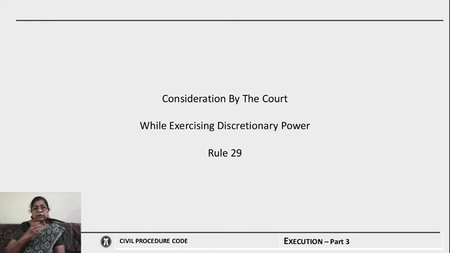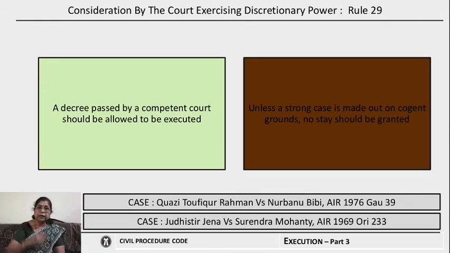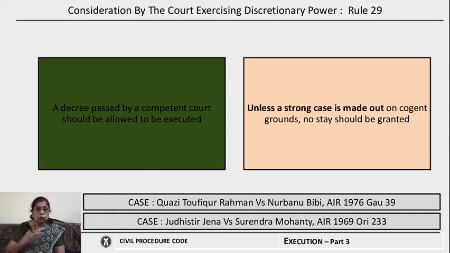So, what is the consideration while exercising discretionary power by the court? Rule 29 says that basically the decree which is passed by a competent court should be allowed to be executed, and unless there is a strong case which is made out on cogent grounds, stay should not be granted. Otherwise, any person may file a frivolous case in the same court and try to frustrate the execution proceedings.